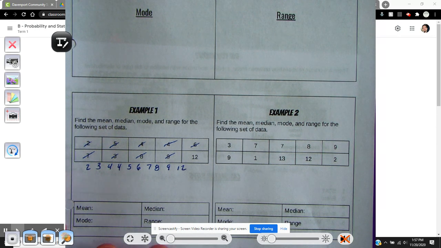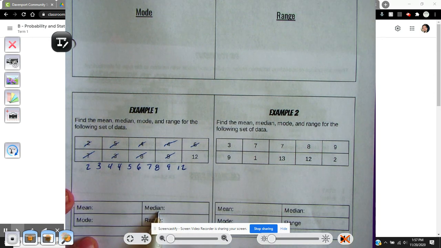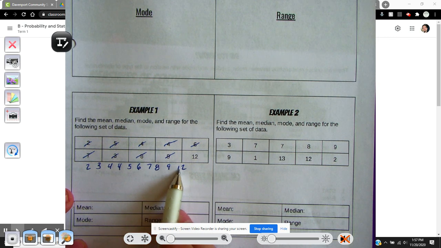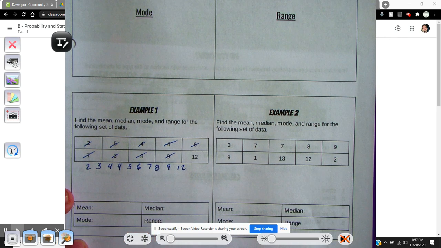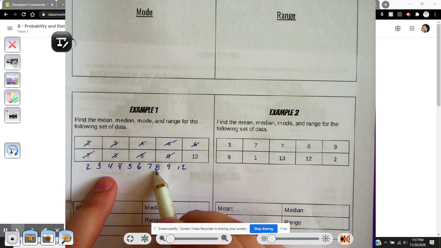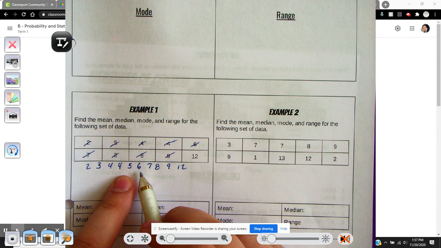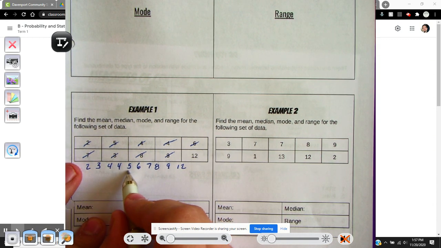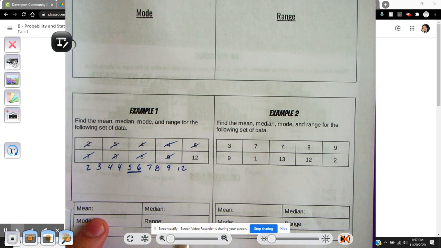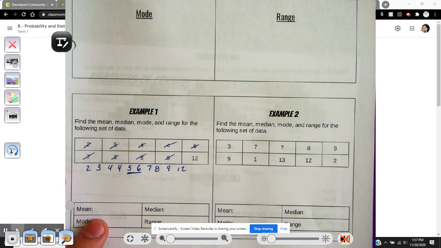So to find our median is the middle number. So I have a total of 1, 2, 3, 4, 5, 6, 7, 8, 9, 10 numbers. Because it's an even set of numbers, I know it's between my 5th and 6th numbers. Or we can do a finger method to kind of get it in the middle. So I know my median is somewhere between 5 and 6. So I would do 5 plus 6 divided by 2.